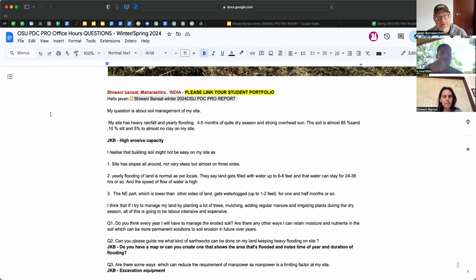From Shawani, my question is about soil management on site. My site has heavy rainfall and yearly flooding, four to five months of quite dry season and strong overhead sun. The soil is almost 85% sand, 10% silt, and 5% to almost no clay. So from my perspective, this is a highly erosive capacity. We have a soil that is mostly sand, so there's not a lot of binder of clay.